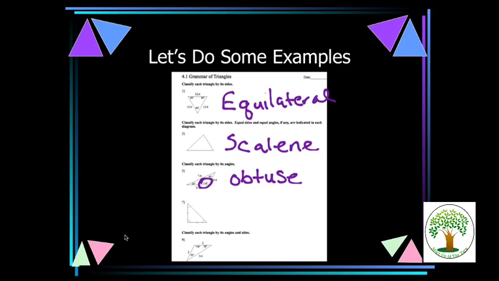Number 7, this time, doesn't have any measures on it. It just has marks. Is this one obtuse, right, scalene, acute? Right. What makes it right? That little right angle, the little square in the corner right there, correct?